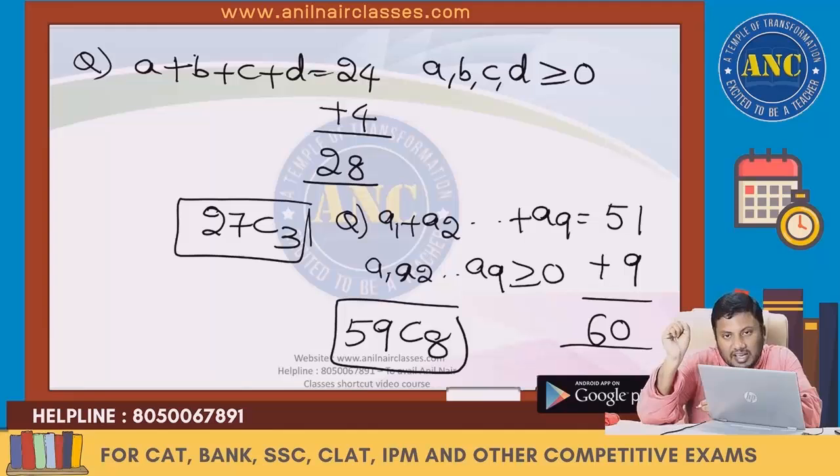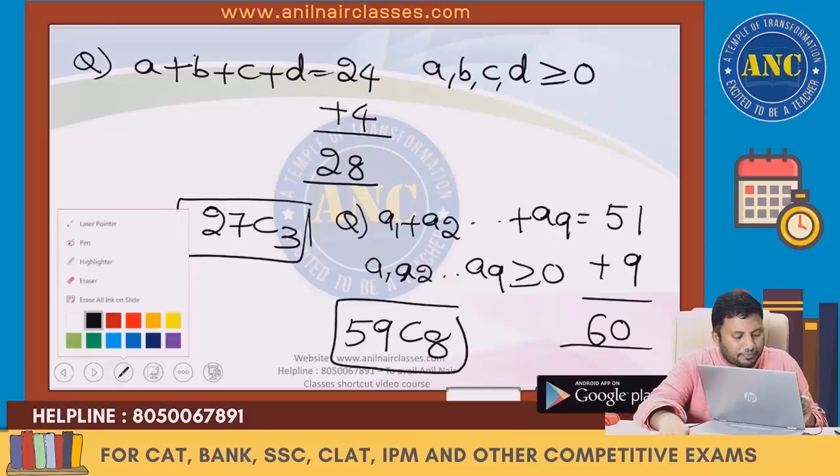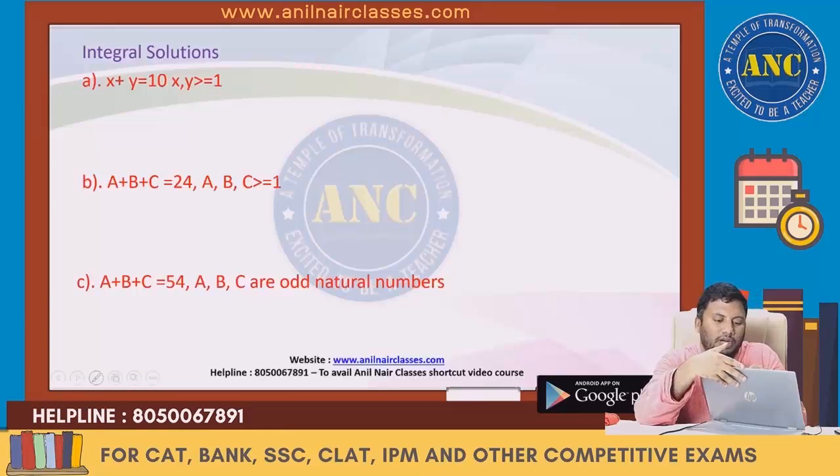If it is 0, convert into 1. Then the method is clear: number of balls, number of gaps and number of cuts. Simple, very easy. There is no multinomial theorem required here. Next one. A plus B plus C less than or equivalent to 12.